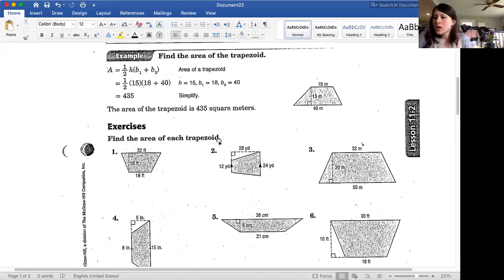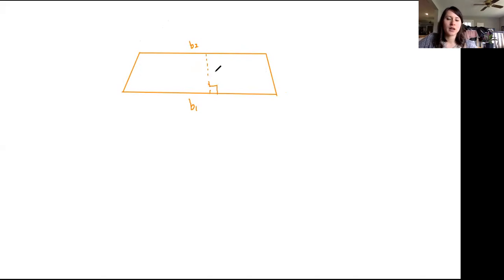So to review, find the area of a trapezoid is what we're going to look at first, is basically just one half. Okay, so let me draw this out. So let's say we've got a trapezoid, okay? And we know that to find the area, we call this our base 1, our base 2, and then there's a height. And this makes a right angle.